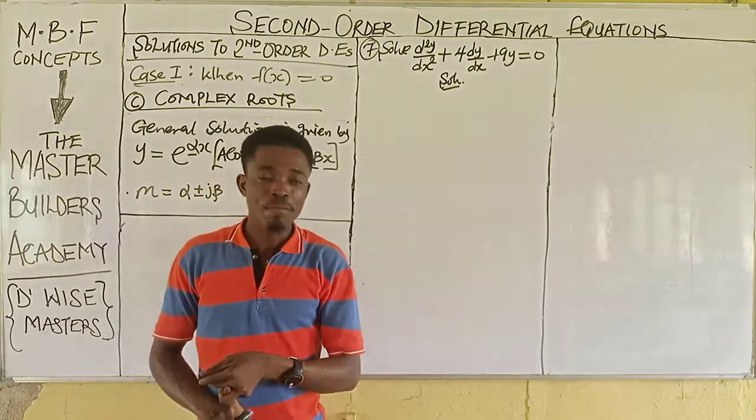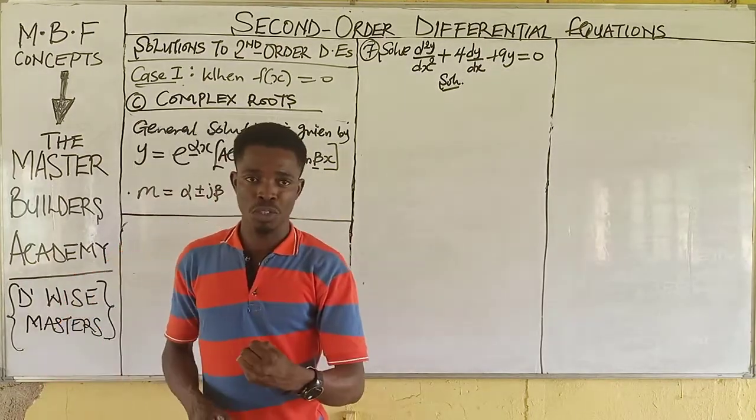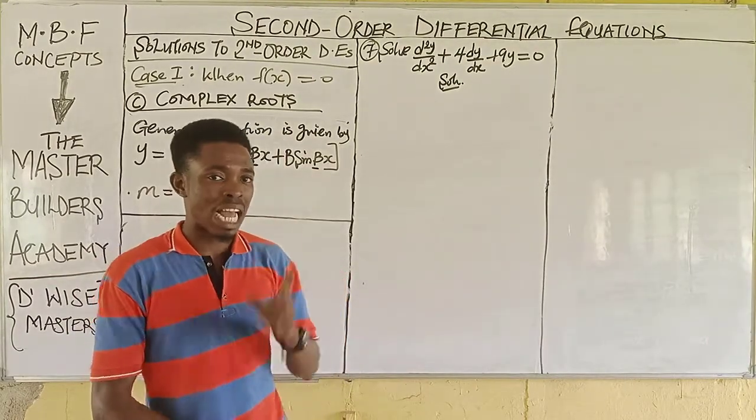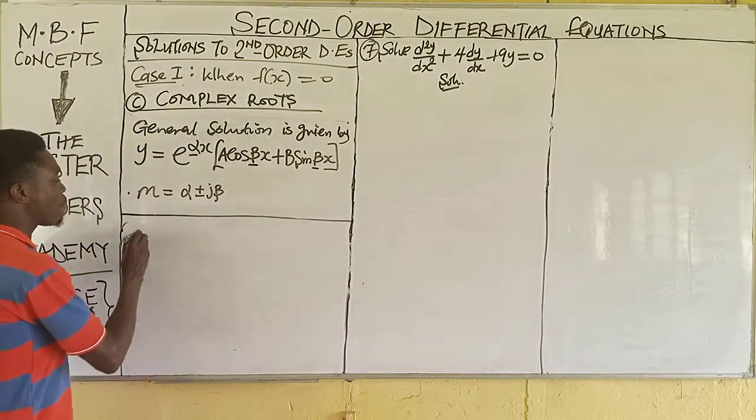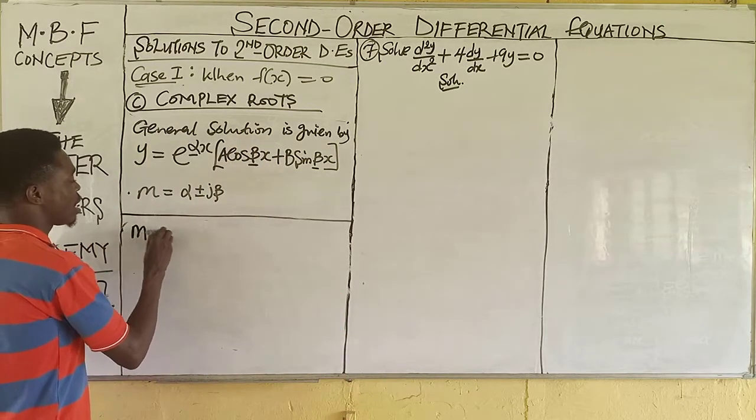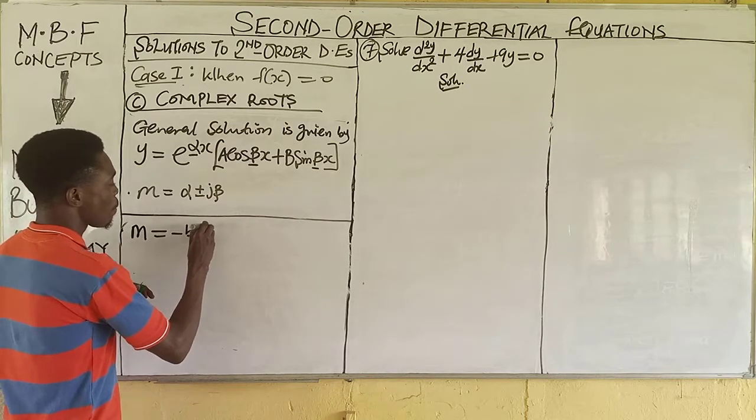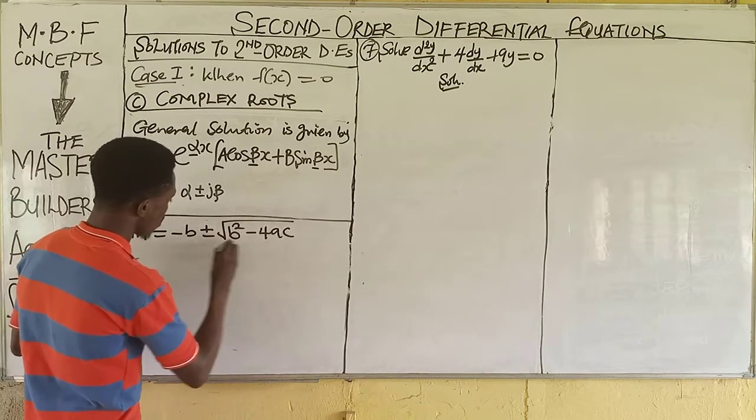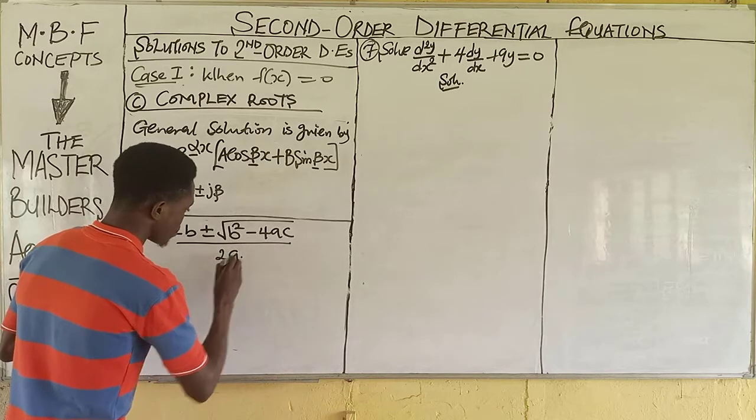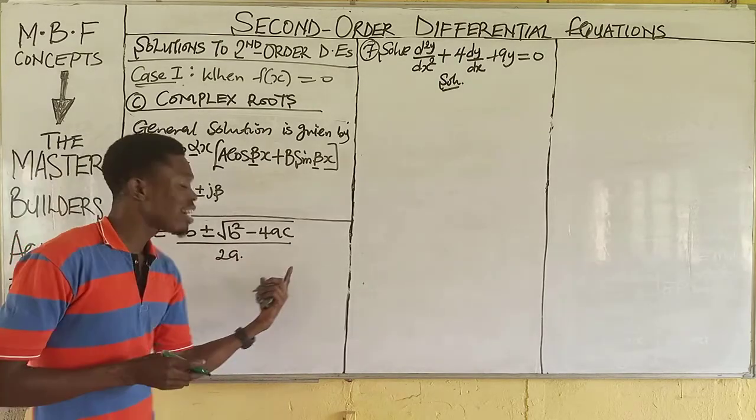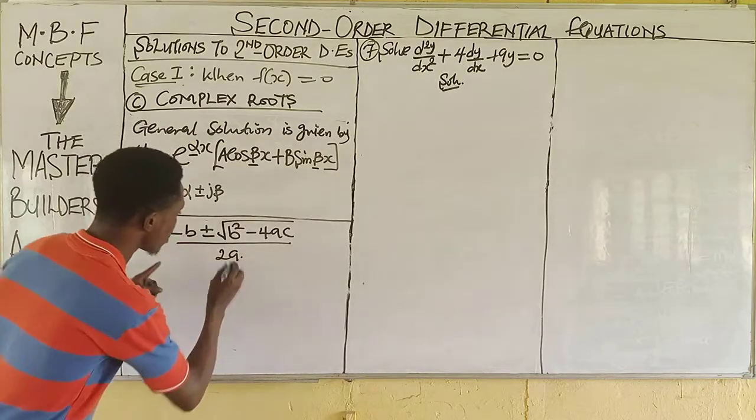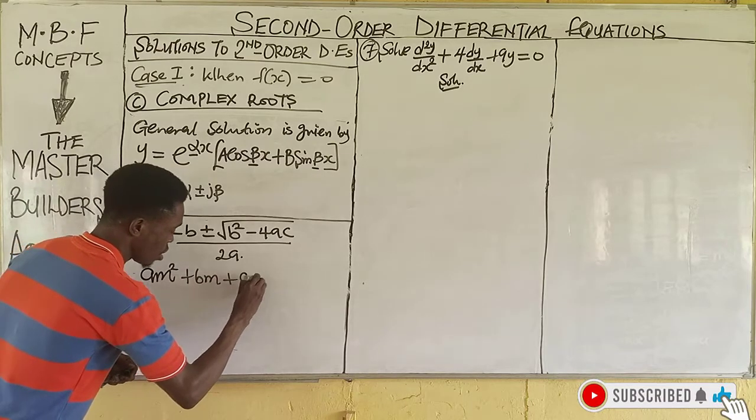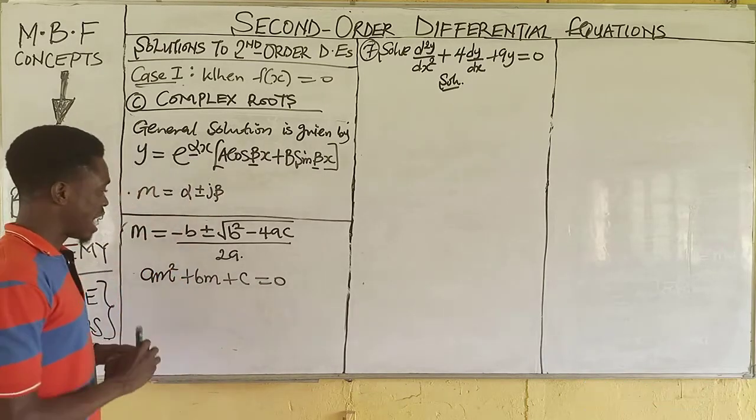If we check any equation and find out that factorization cannot solve it, then we will use the formula method. Don't forget that the formula for any quadratic equation is m equals minus b plus or minus the square root of b squared minus 4ac, all over 2a. This equation is deduced from a m squared plus b m plus c is equal to 0. So you need to understand this equation.